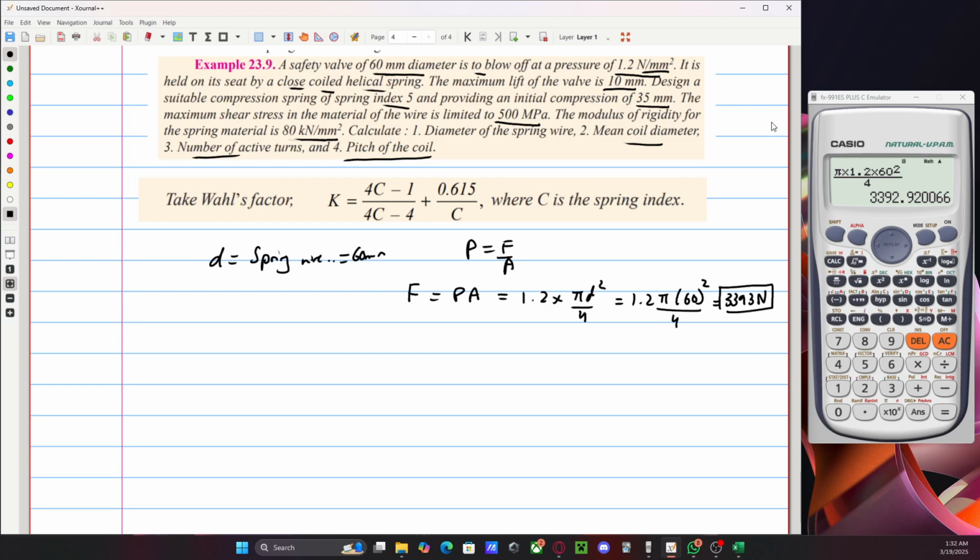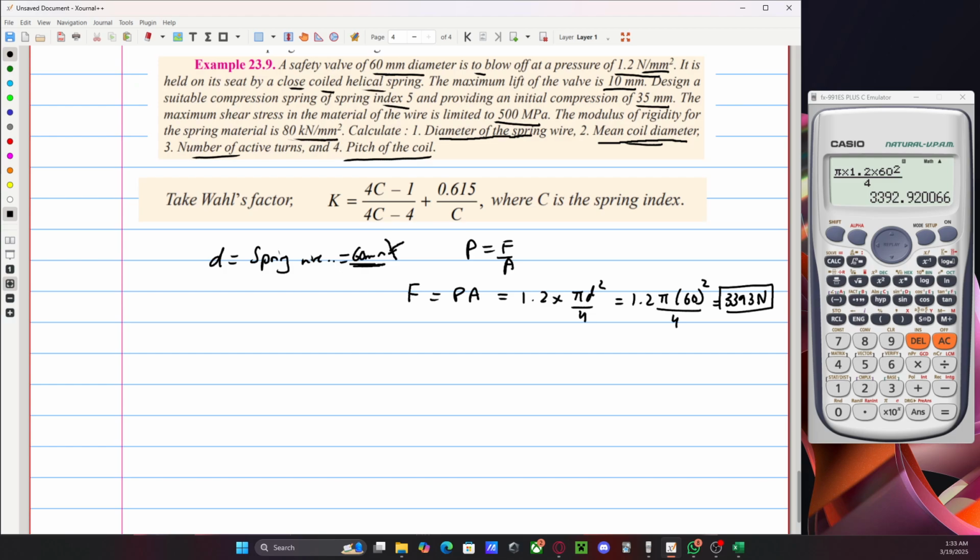Now, the diameter of the valve is obviously 60 millimeters. The mean coil diameter, we don't know yet, so we're still working out the K and everything. We still don't know what D is right now. We're just assuming this is the valve diameter. This is not the D that we're supposed to take.